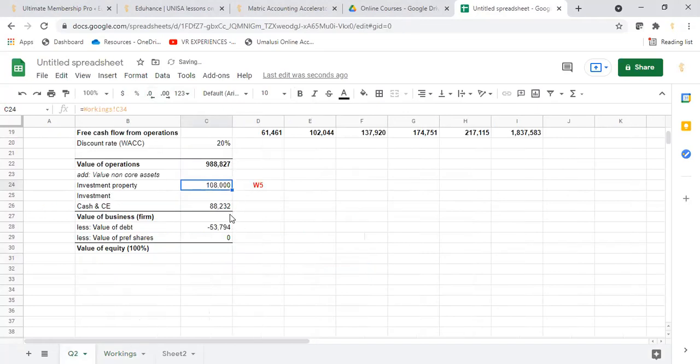Okay, and then we must now do the investment. So now we can do the investment. For the investment, we're going to use a PE formula.